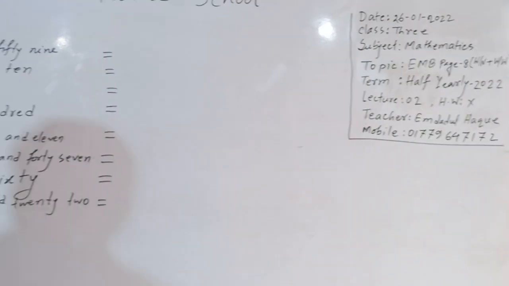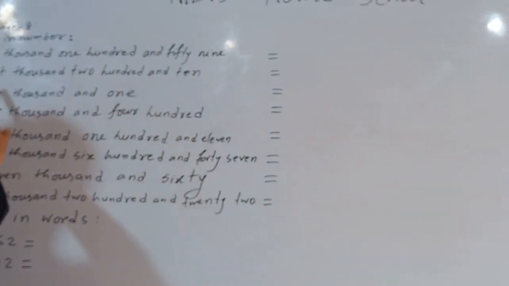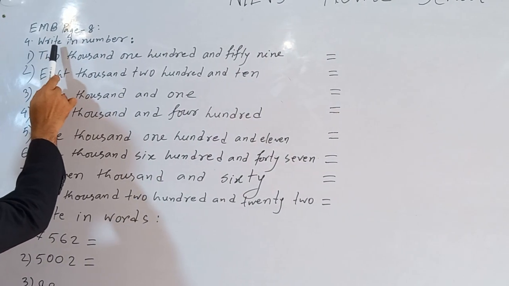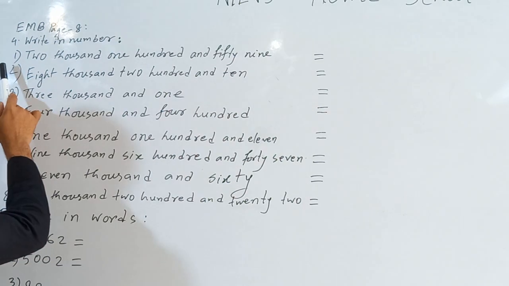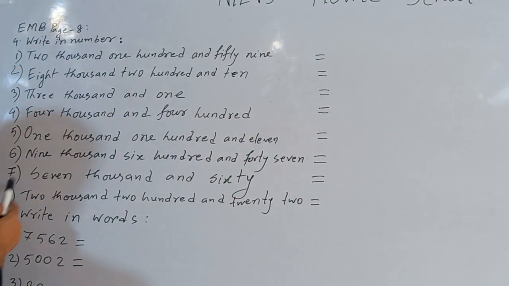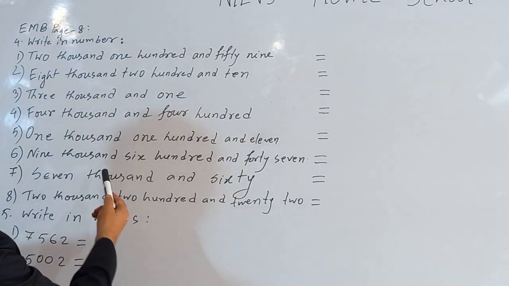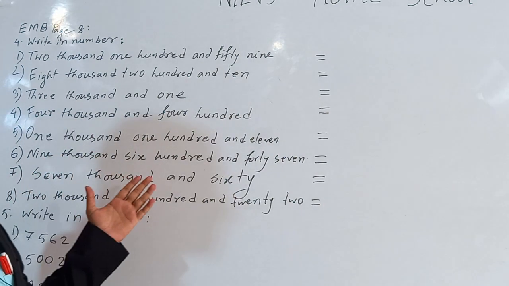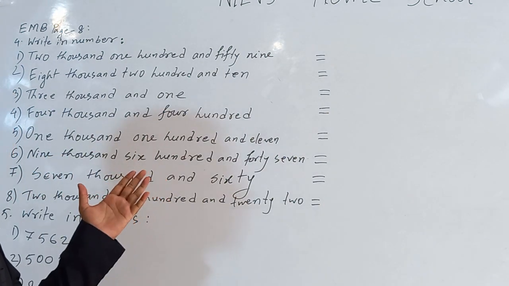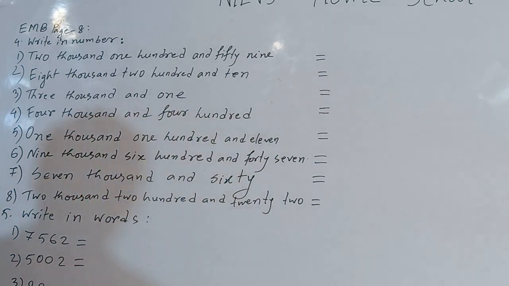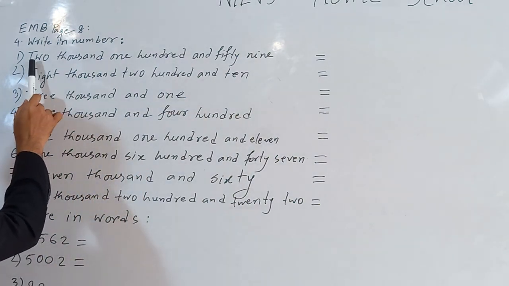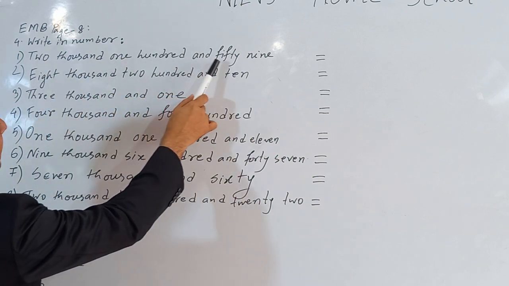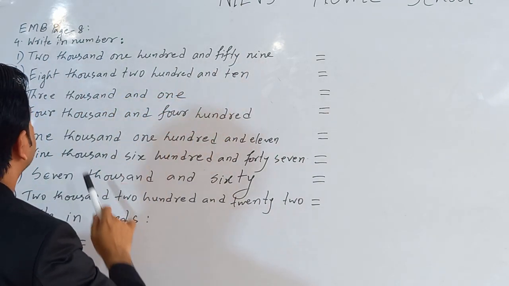Now see, here I have written EMB page 8, activity 4, write in numbers. I have written 8 numbers in words. These 8 numbers I have to write now using digits. It means that I have to write in numbers. Okay, dear students, so let us see the first number here. First one is 2159.